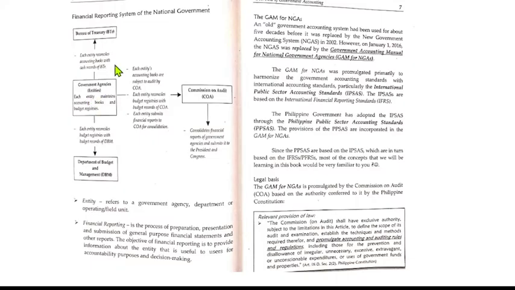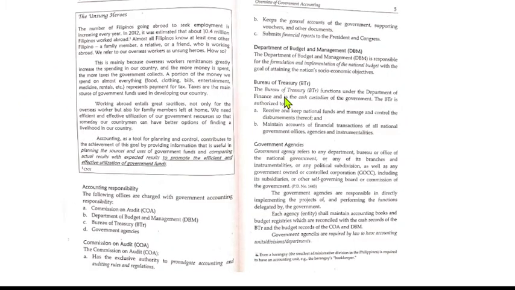Nire-reconcile mo yung accounting books with the cash records. Bakit? Kasi si Bureau of Treasury ay siya yung it functions under the DBM and is the cash custodian of the government. So lahat ng pera ng government ay nasa Bureau of Treasury. Wala po sa BIR, wala po sa Department of Finance, but nasa Bureau of Treasury.